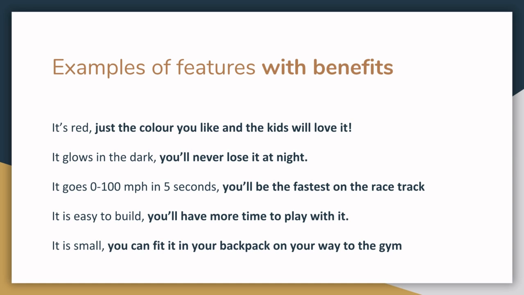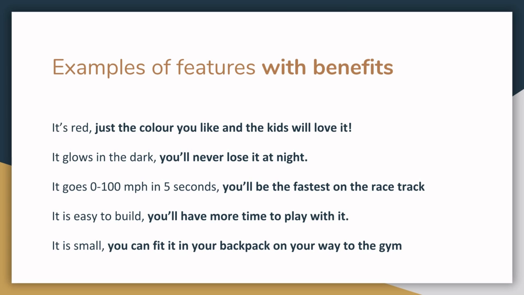It's red, just the color you like, and the kids will love it. It glows in the dark, so you'll never lose it at night. It goes 0 to 100 miles per hour in 5 seconds, so you'll be the fastest on the racetrack. It's easy to build, so you'll have more time to play with it. It is small, so you can fit it in your backpack on your way to the gym. So features is just descriptions and benefits is what it gives to the person.